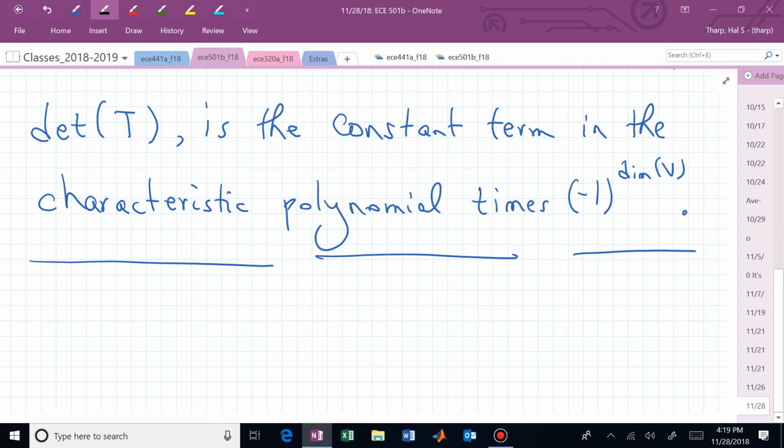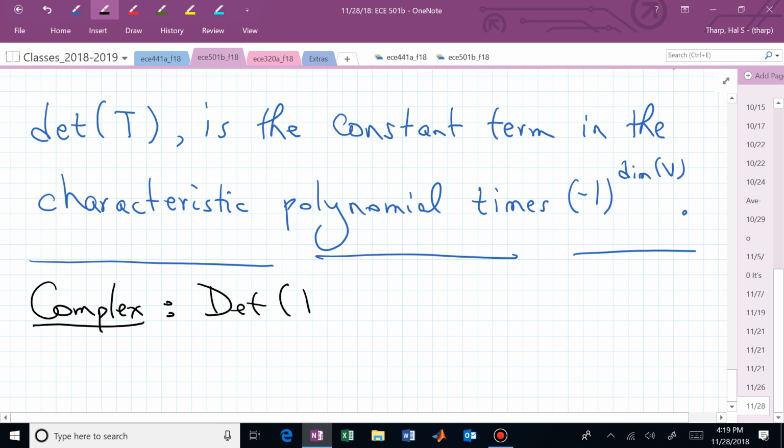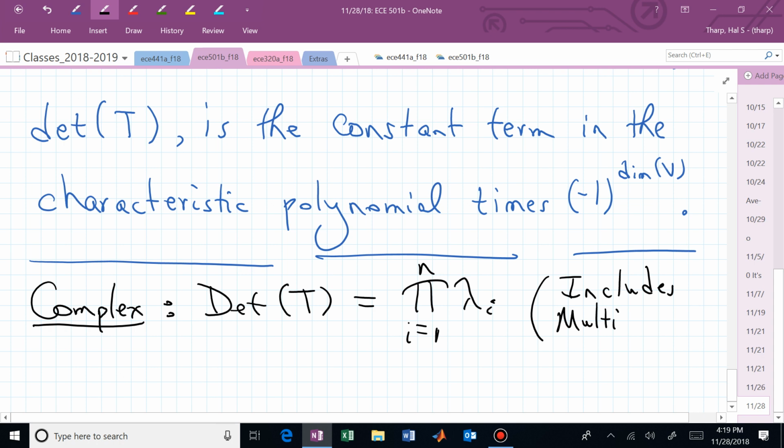If we were dealing with the complex field of numbers, then the determinant of T is consistent with what we just defined. This is now the product from i equal 1 to n of lambda sub i, where for that lambda sub i, again, we need to include the multiplicities.